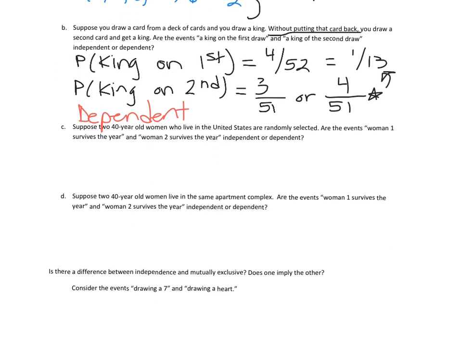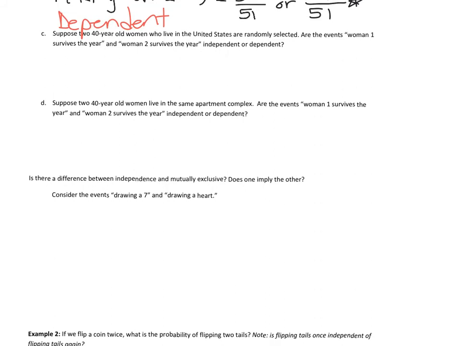Okay, here we go. All right, part C. Suppose two 40-year-old women who live in the United States are randomly selected. Always a great term to focus in on. Are the events woman 1 survives the year and woman 2 survives the year independent or dependent? So if someone is randomly selected and they happen to live in New York and they survive, and another woman is randomly selected and they live in Washington and she survives, are those events independent? Are their probabilities affected if the woman in New York survives? Does that affect the probability that the woman in Washington survives? And it doesn't, right? They are unrelated, so the probabilities stay the same. It's independent. And now let's look at this next example.